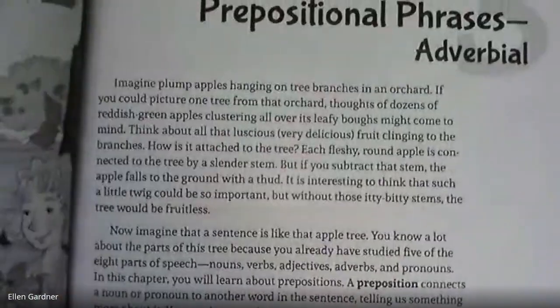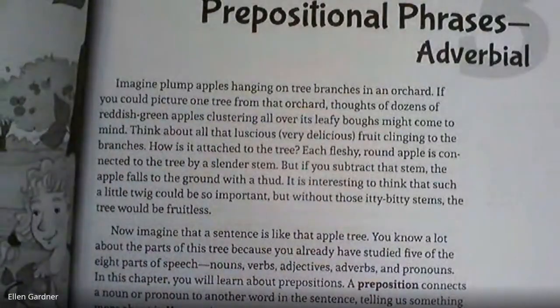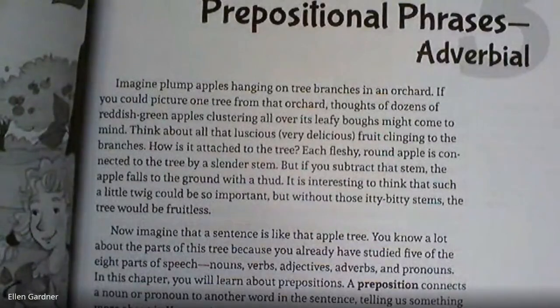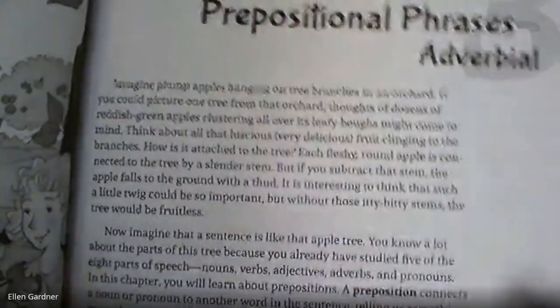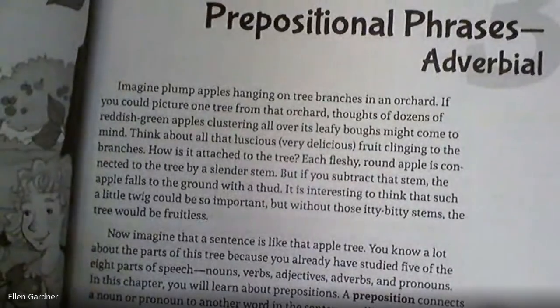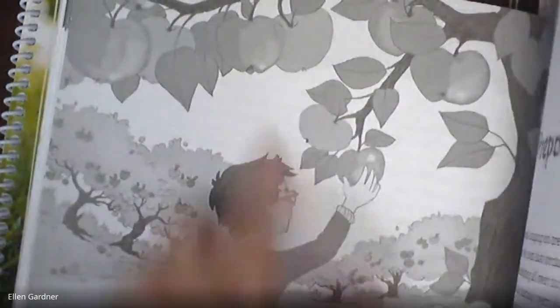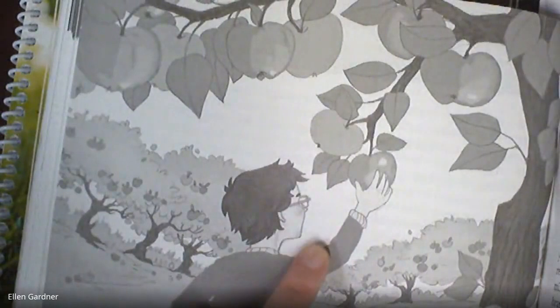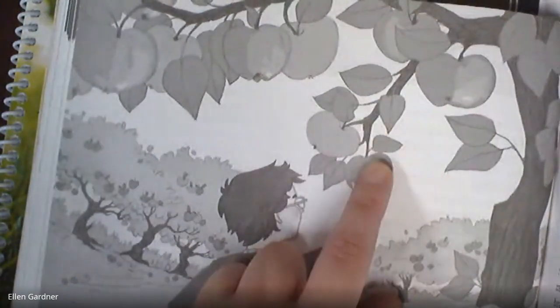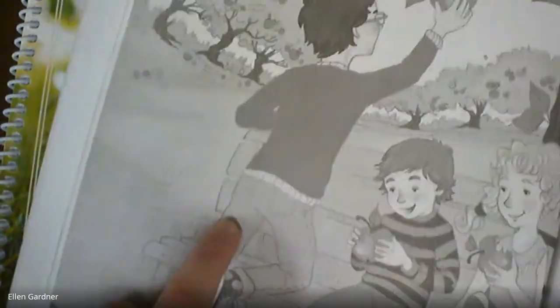Right, now it says, imagine that plump apples hanging on tree branches are in an orchard. If you could picture one tree from that orchard, thoughts of dozens of reddish green apples clustering all over its leafy boughs might come to mind. Think about all that luscious and very delicious fruit clinging to the branches. How is it attached to the tree? Each apple is connected to the tree by a slender stem, but if you take away that stem, the apple falls to the ground with a thud.